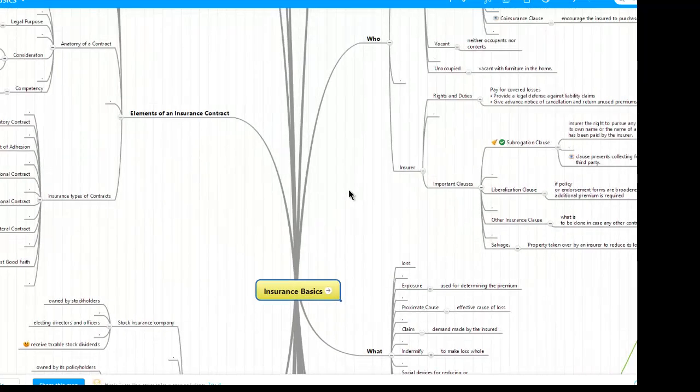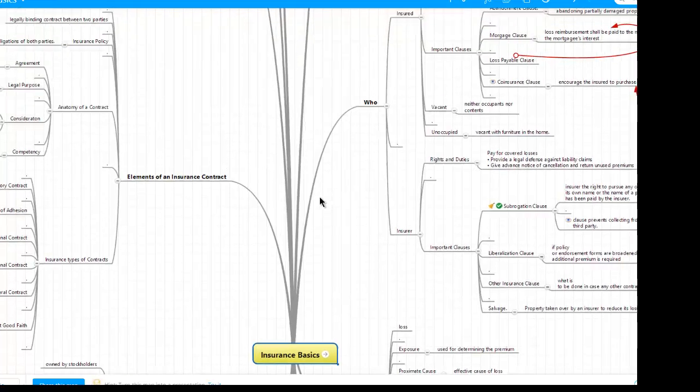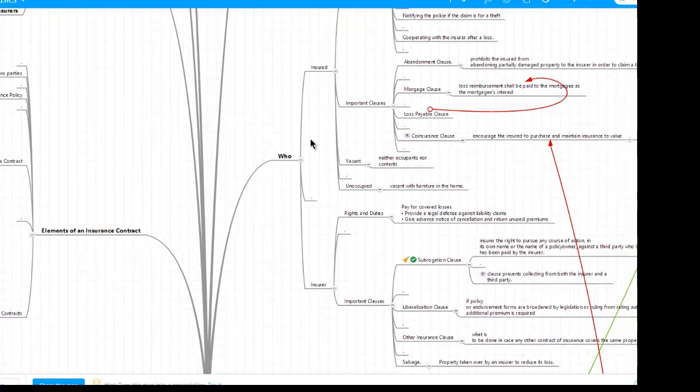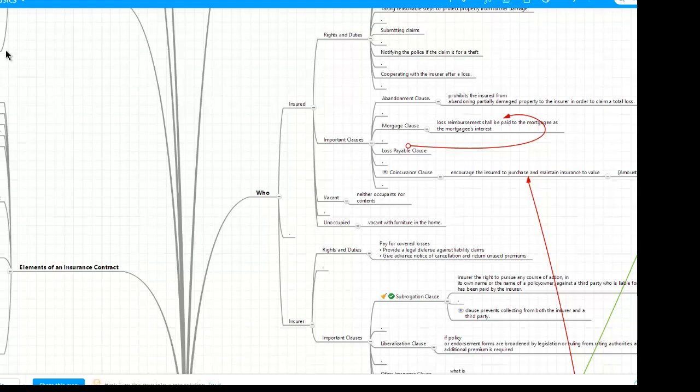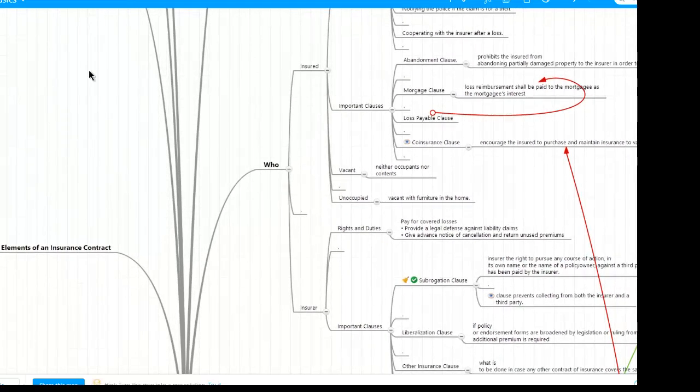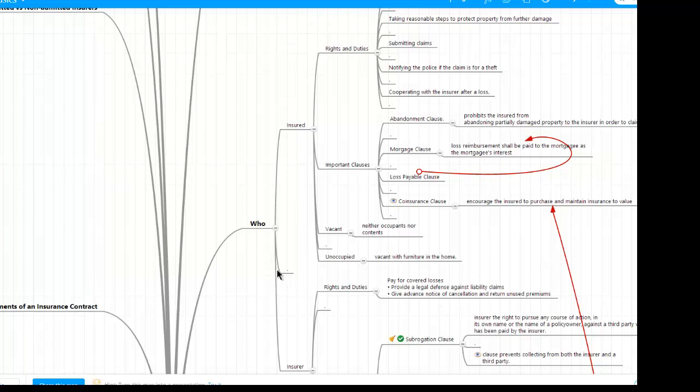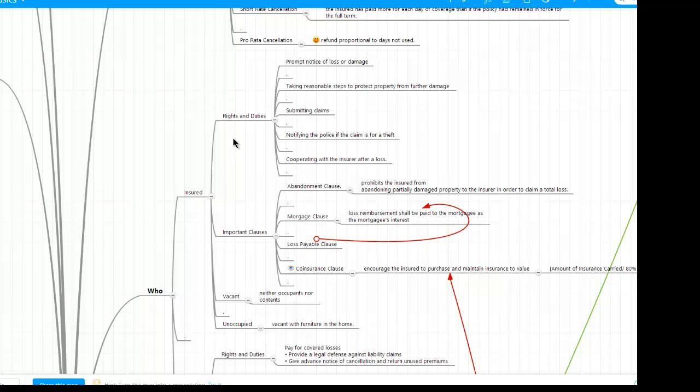I would start from who. We have the two parties involved: the insured and the insurer. Going to the insured, the rights and duties: you should give prompt notice of the loss and damages. You should take care of the property that's damaged, not just leave it there. You must submit the claim, notify the police if there's a theft, and cooperate with the insurance company.